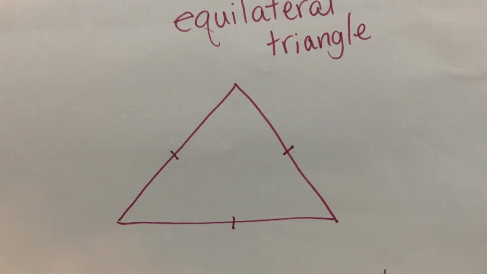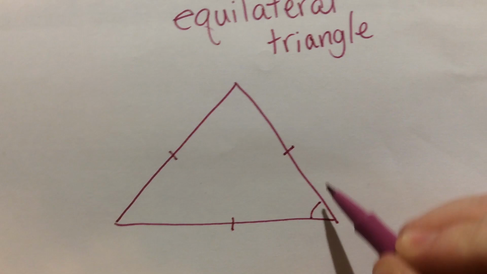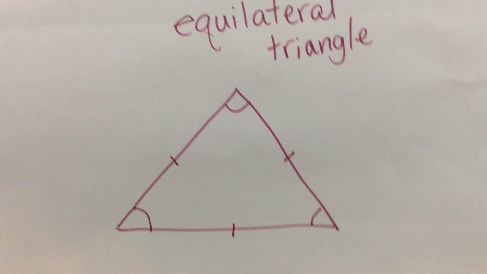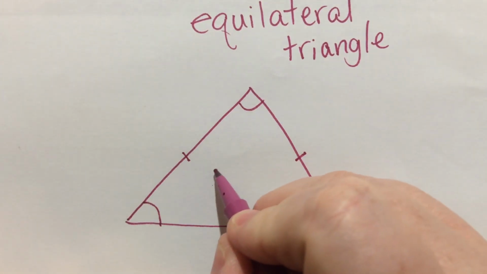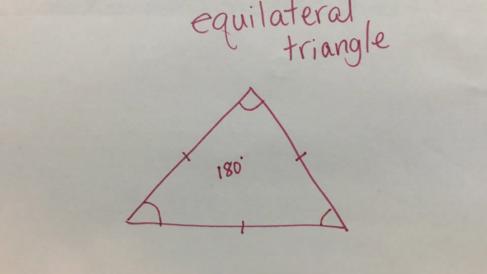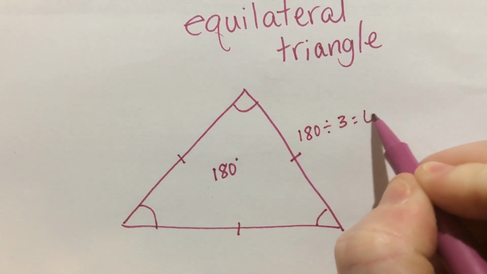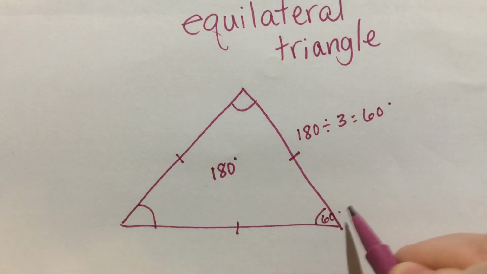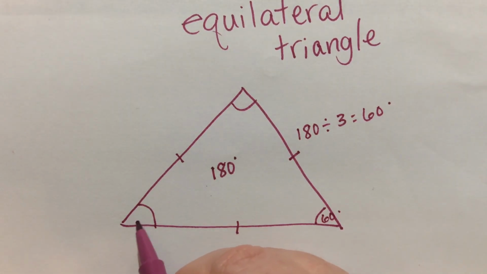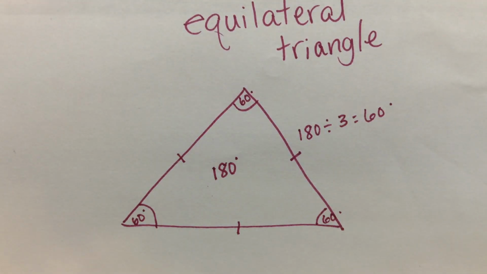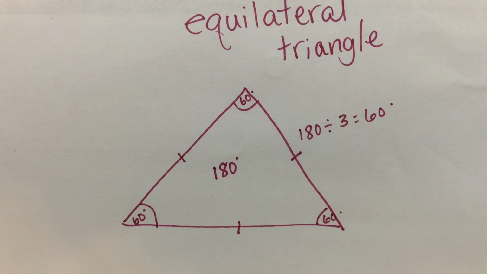Well, that's great. But what about the angles? If they're all three the same, if this is whatever measure it is, all three are the same. And if the total is still 180 degrees, what is each one going to have to be? Well, for every equilateral triangle in the world, I could just say 180 divided by 3 is 60 degrees. So each angle in an equilateral triangle has a measure of 60 degrees because they're always the same. That's every equilateral triangle, no matter what, okay?